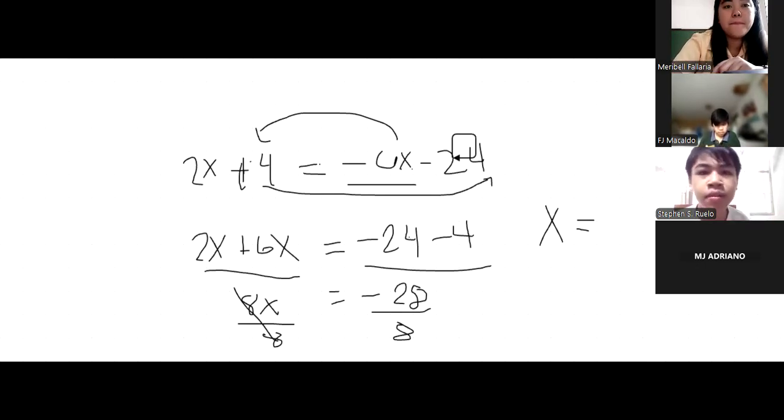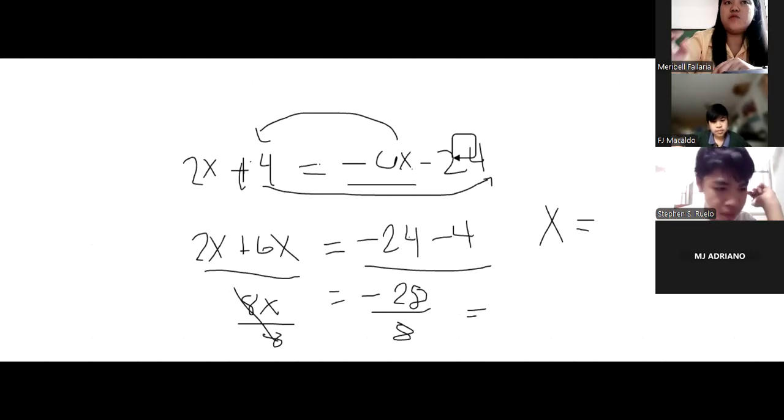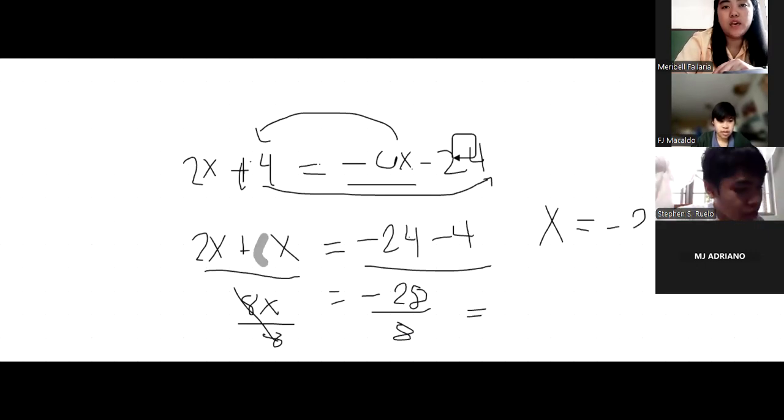Negative 28 divided by 8 is negative 3.5. So this is the answer.